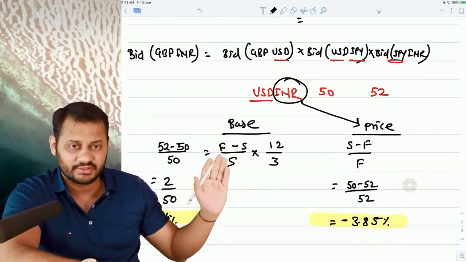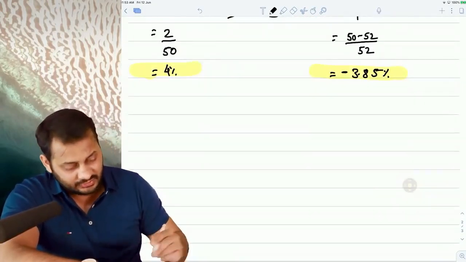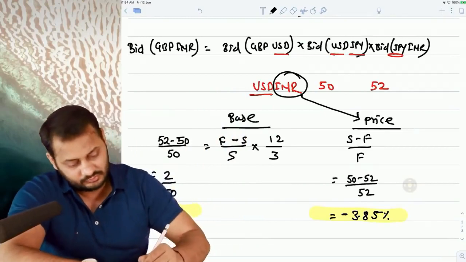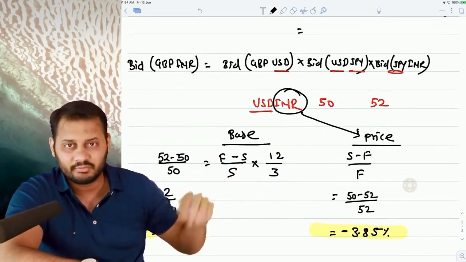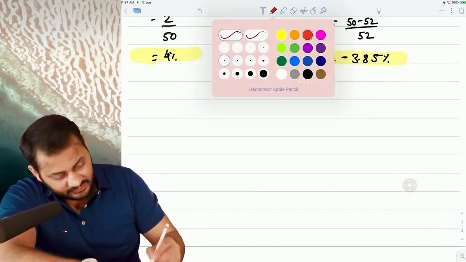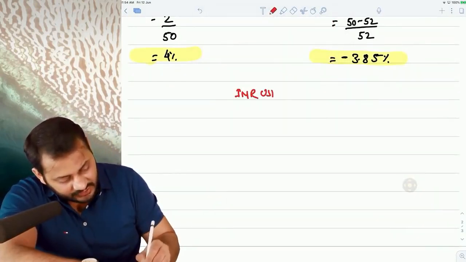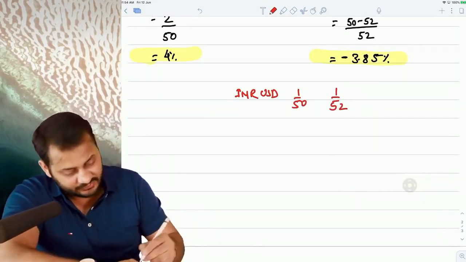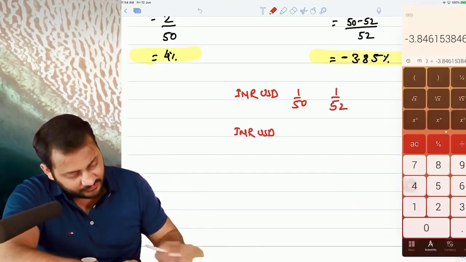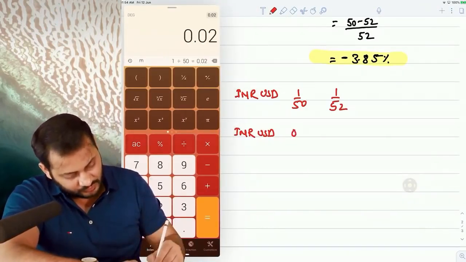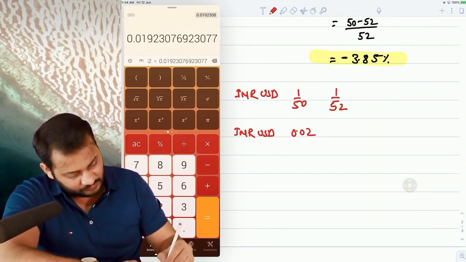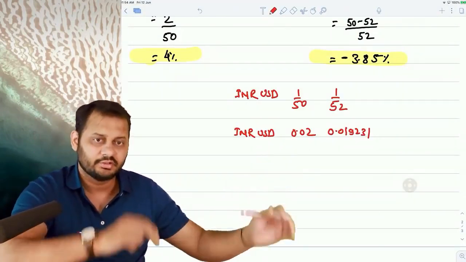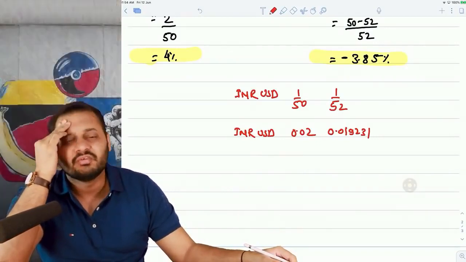If you want to keep the formula the same for the price currency, for INR also, then convert USD INR into an indirect quote and you will get the logic. So 1 by 50 and 1 by 52 will be the answer. If I write it here, INR USD 1 by 50 and 1 by 52, if I convert direct to indirect, it becomes like this, and INR USD will be 0.02 and 0.019231. I am taking so many figures because I want minimum rounding differences.